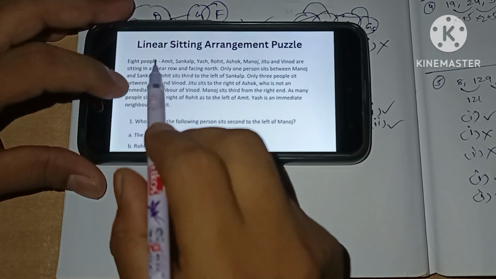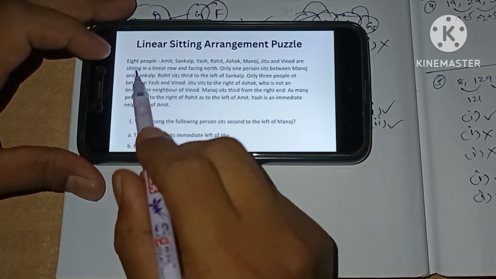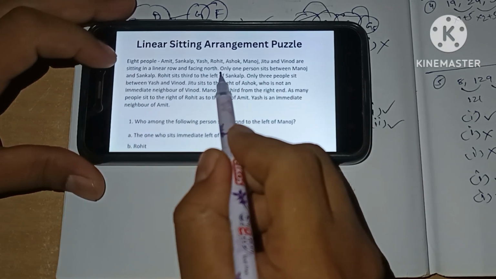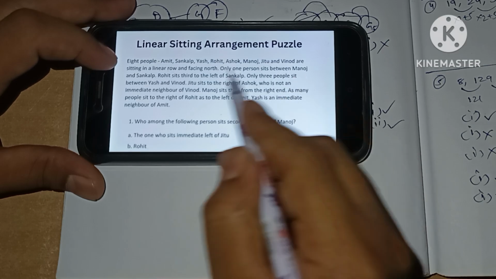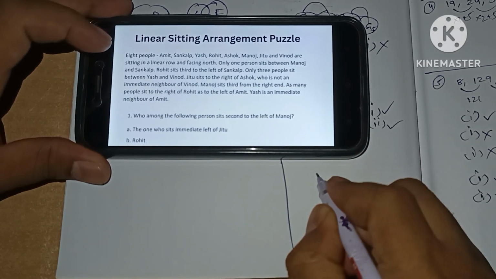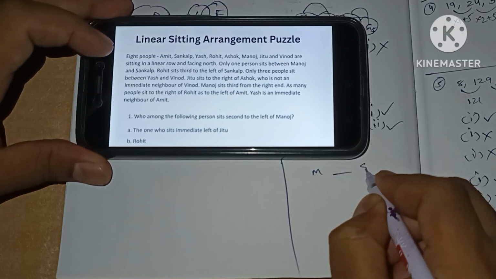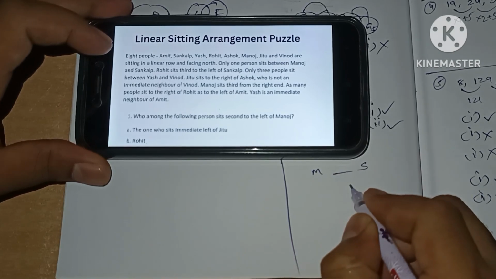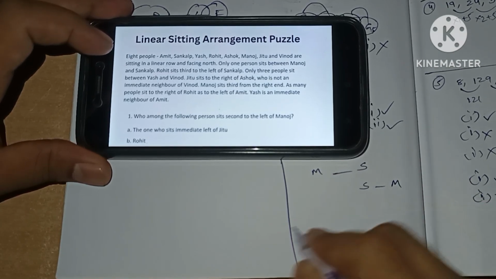Let's see. 8 people are sitting in a linear row facing north. Only one person sits between Manoj and Sankalp. Let's note the rough statements. Manoj and Sankalp, only one person sits between them. S and M. Okay.